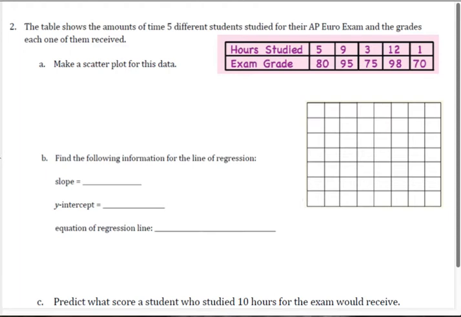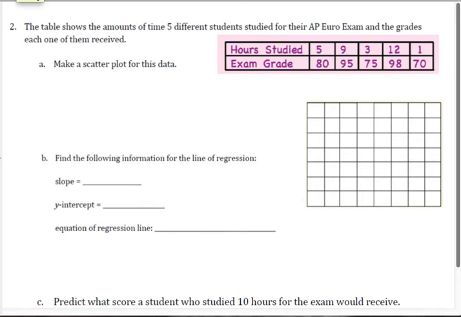So here's another one. A table shows the amount of time 5 different students studied for their AP Euro exam and the grades each one of them received. Make a scatter plot. The question is, do the grades depend on the hours studied or does the hours studied depend on the grades?